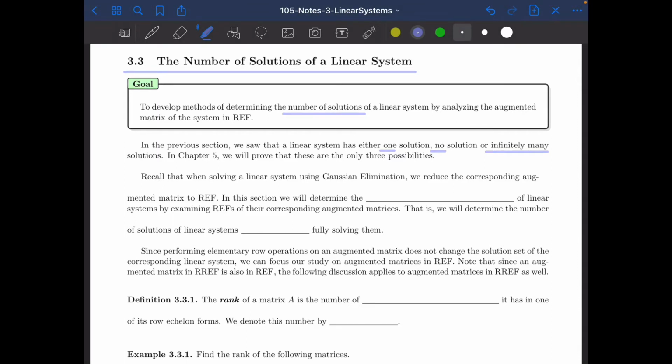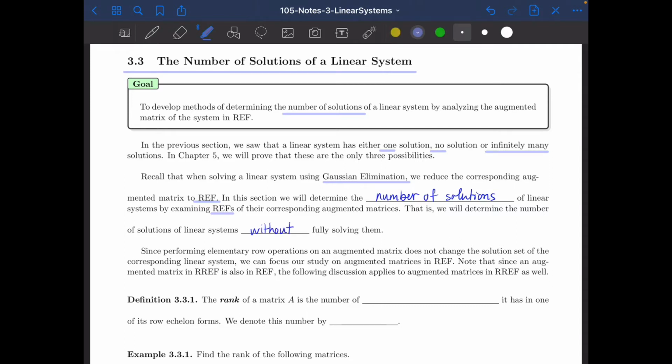Recall that when solving a system using Gaussian elimination, we reduce the corresponding augmented matrix to REF, row echelon form. In this section, we will determine the number of solutions of linear systems by examining REFs of their corresponding augmented matrices. That is, we will determine the number of solutions of linear systems without fully solving them.